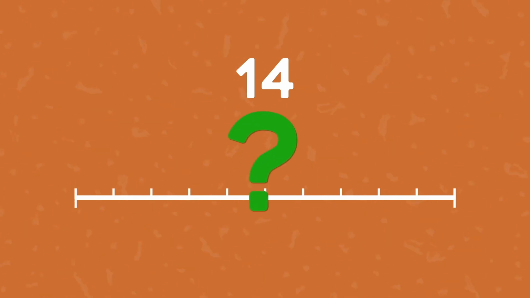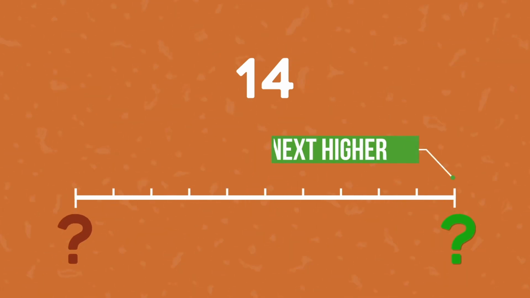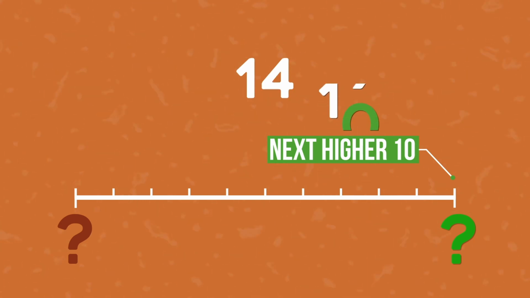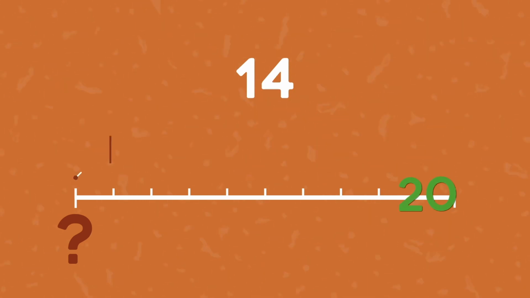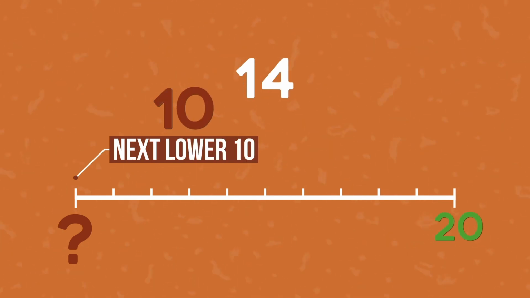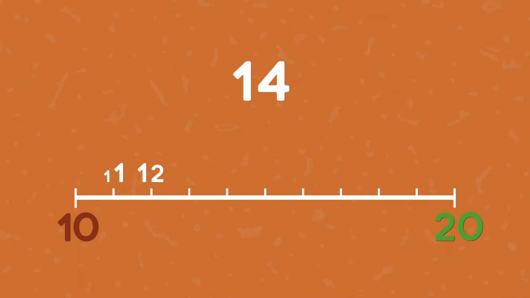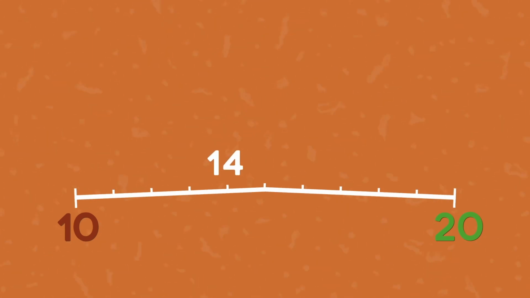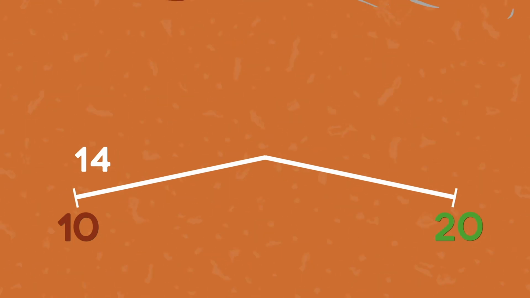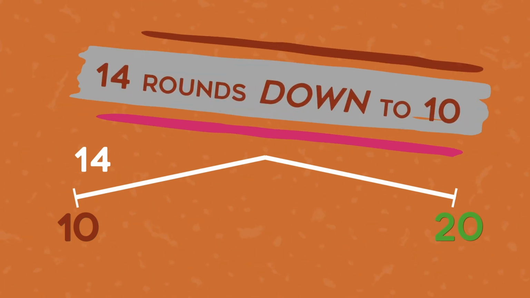First, get your number. Let's try 14. Then create your mini number line. You'll need to decide what numbers go on the ends. To do that, you find the next highest 10 and put it here. The next highest 10 after 14 is 20, so we put 20 here. And then you put one 10 less on the other end, so we put 10 here. Then picture your number on the number line. Pop up that hill and see where our number falls. In this case, 14 rounds down to 10.